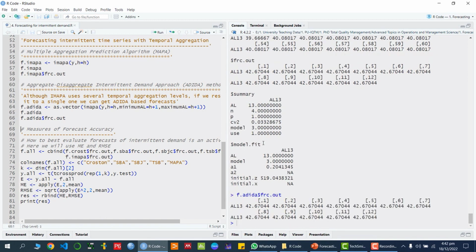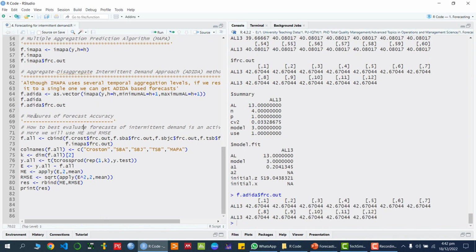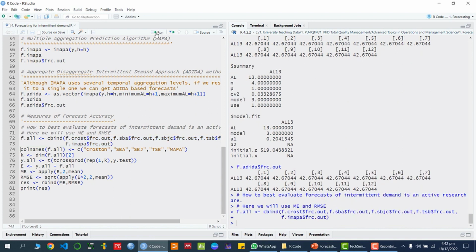Once we have the predicted values, I am calculating the forecast accuracies for all the methods: Croston, SBA, and so on. How can we do that? We can use the cbind function on the predicted values, and I'm storing all these forecasted values in a variable called f.all. Then I'm giving the column names: this is the Croston method's forecast value, this is SBA, this is SBJ, and so on.